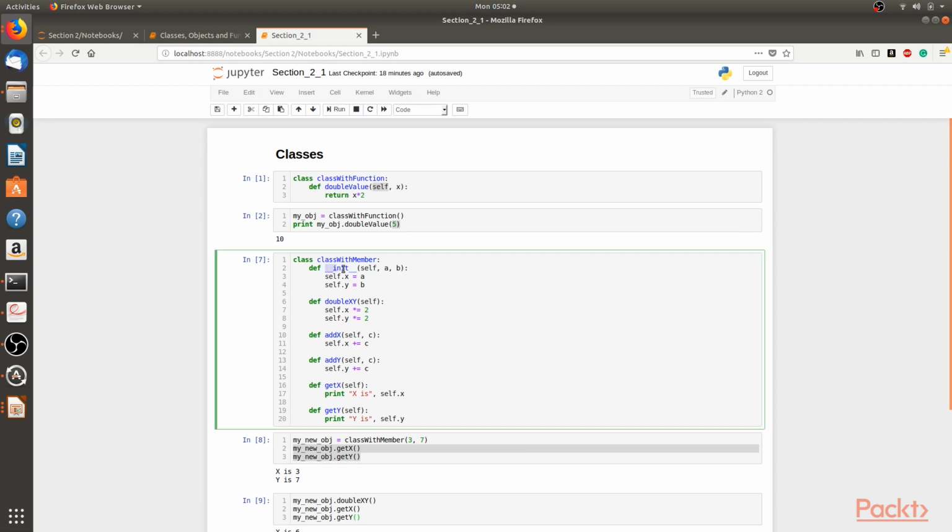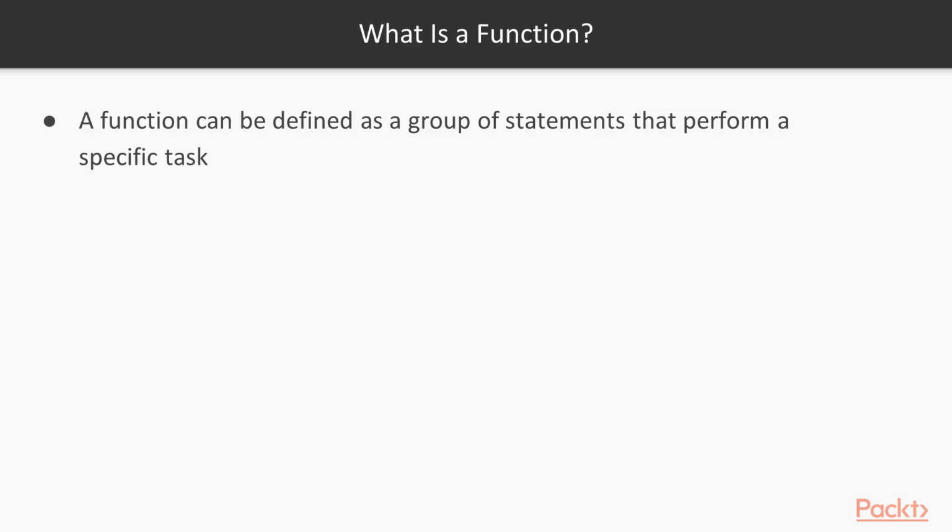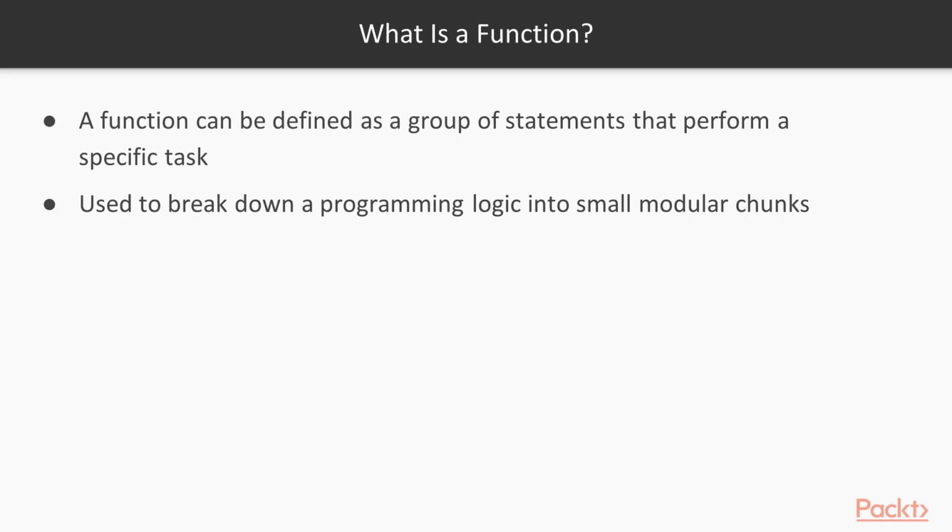So the constructor is defined as double underscore init double underscore. And always remember to include the self keyword when defining functions inside classes. Next, move on to functions. So a function is basically a group of statements that perform a specific task. They help us to break down the programming logic into smaller modular chunks. This helps us to manage the code easily. Also, this improves the reusability of the code.